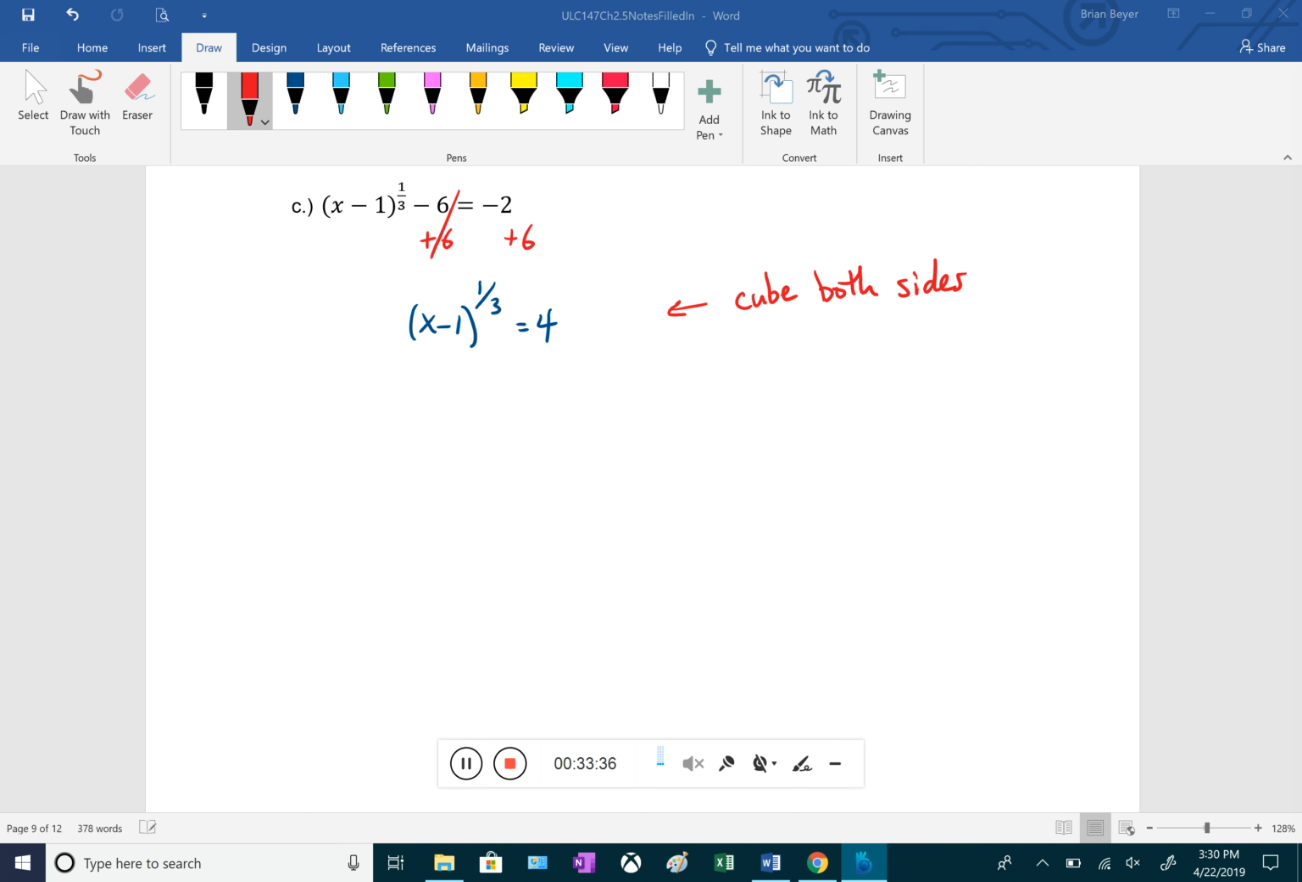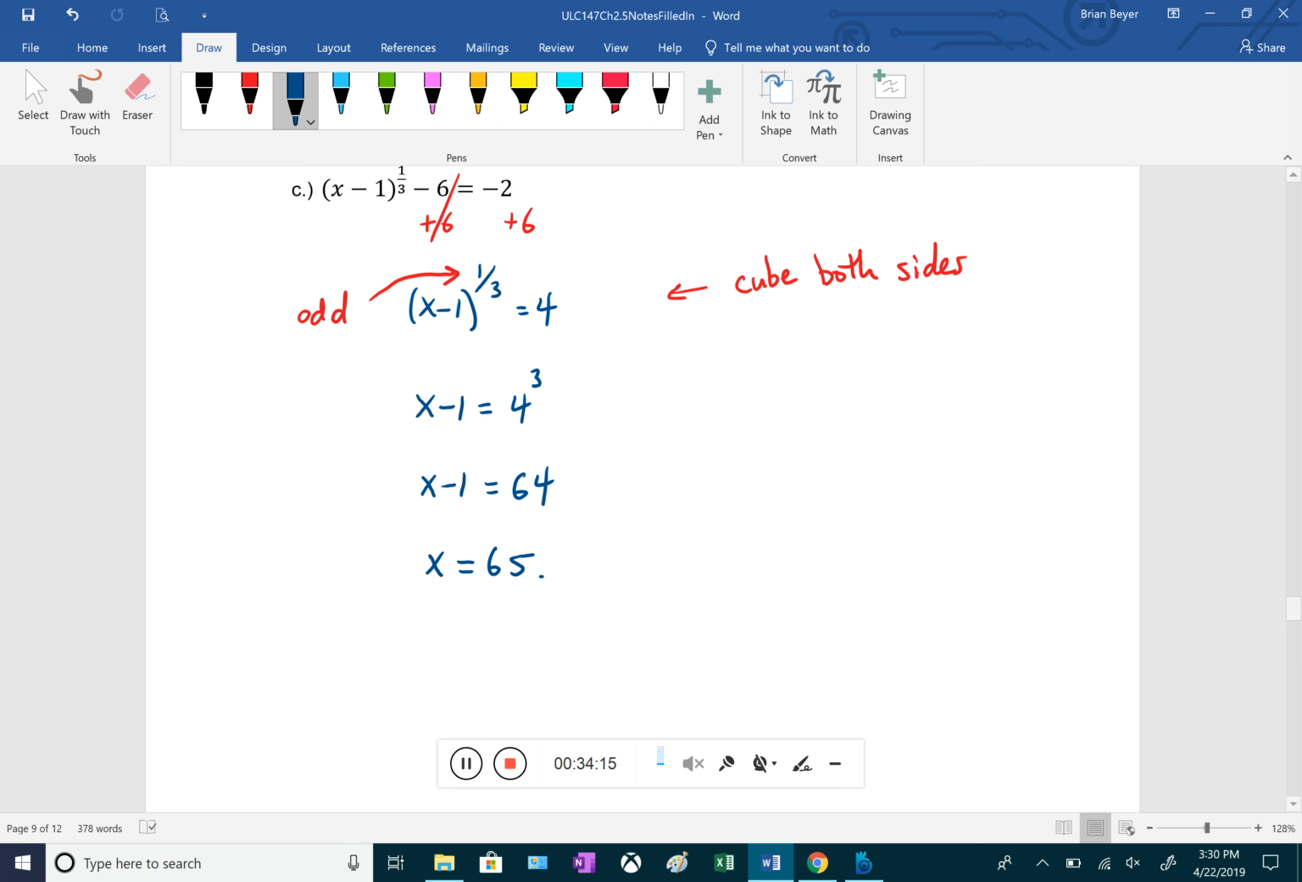Okay, so we can be fancy. Instead of saying raise both sides to the 3rd power, we can say let's cube both sides. And let's recognize right before we do it, this numerator of 1 is odd, so we're only going to get a positive answer, not plus or minus. So raising both sides to the 3rd power is going to cancel the 1/3 on the left. So it's going to be x minus 1 equals 4 to the 3rd. 4 to the 3rd is 64. x minus 1 equals 64. We add 1 to both sides and get x equals 65.